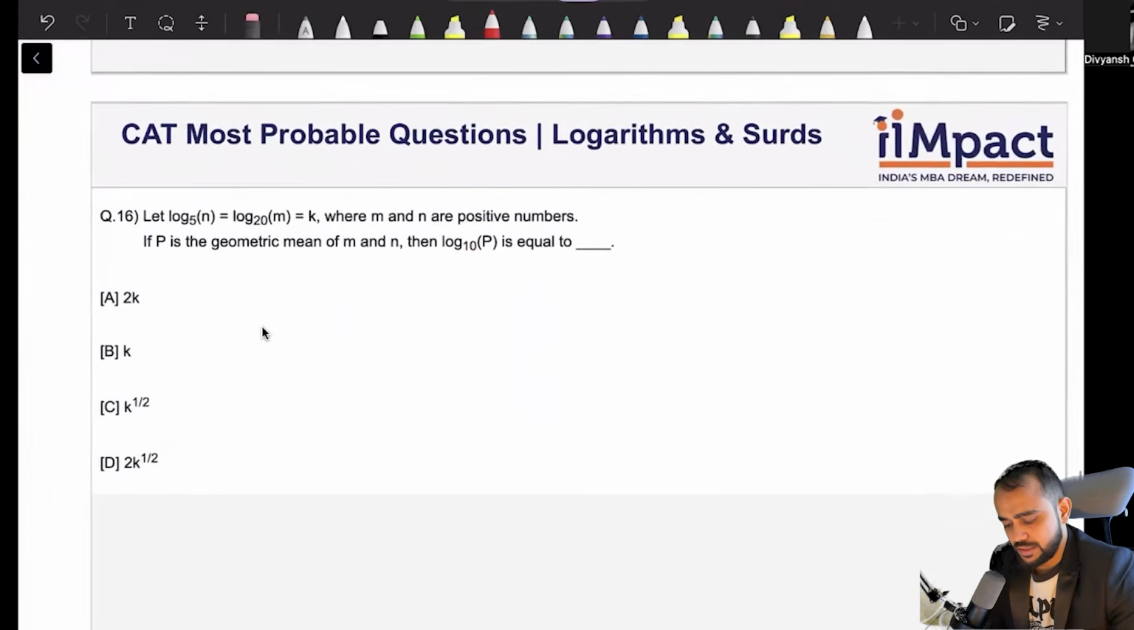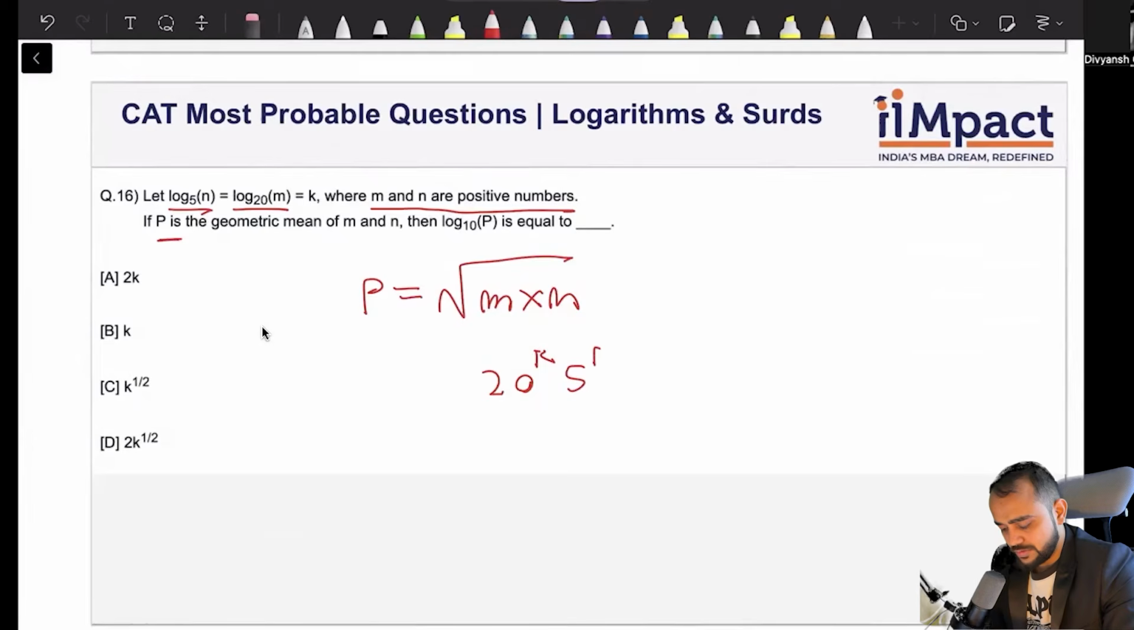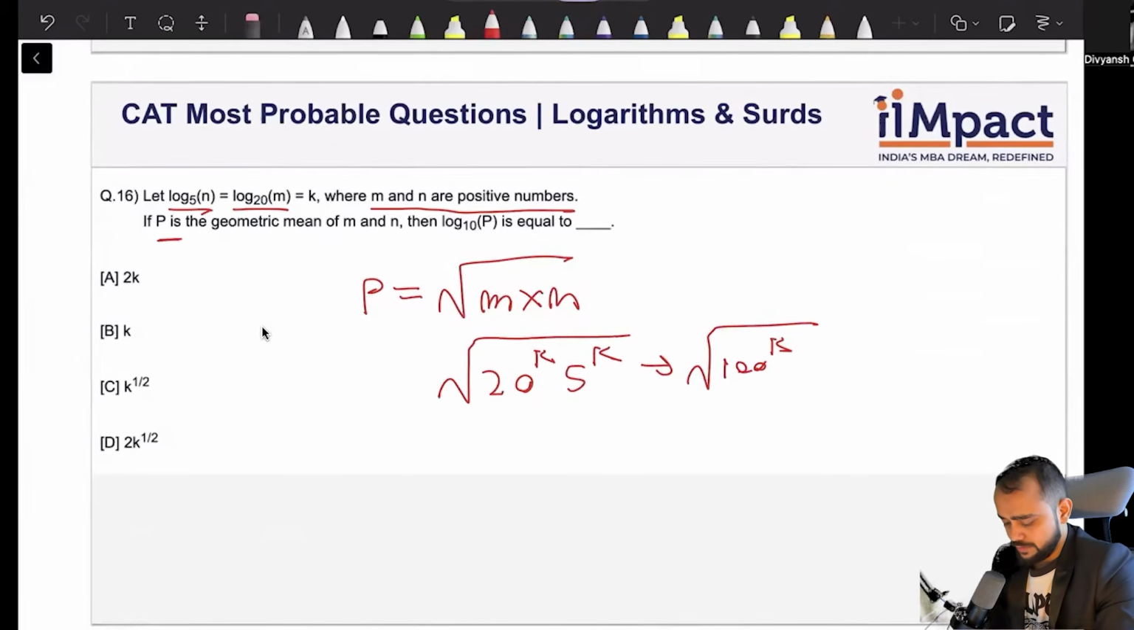Question number 16. Log n base 5 is equal to k, log m base 20 is equal to k, m and n are positive integers. P is the geometric mean of m and n, which means that p is equal to under root of m into n. So what is m? 20 to the power k, and what is n? 5 to the power k. I want the square root of this. This is simply 100 to the power k under root, which means this is 10 to the power 2k under root, which is simply 10 to the power k.